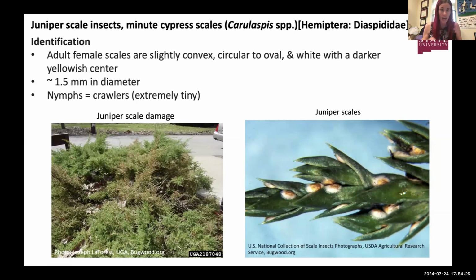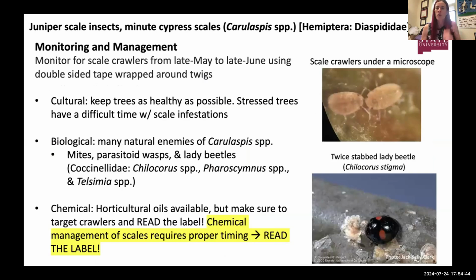And they do similar damage in your junipers. If you look at the leaves, they feed on the leaves here. It looks superficially similar to the beetle, but they're actually feeding on the leaves, not the inside of the shrubs or trees. So monitoring for these scales, they come out mid-May to late June.